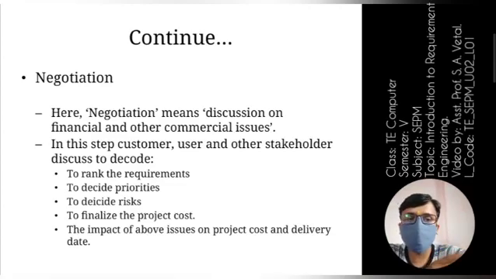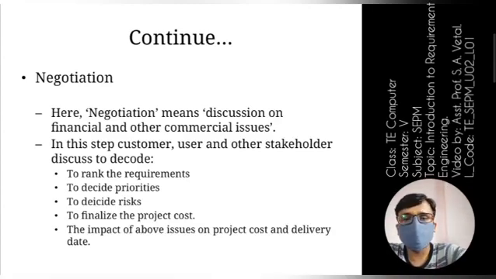This negotiation is a part that is carried out by management. Sometimes developers do not participate in this negotiation function. The management is going to decide the financial and other commercial issues. So in this step, the user and other stakeholders discuss to decide the rank of requirements and the priorities: what functions and what features are going to be implemented. Top priorities will be decided in this negotiation phase.